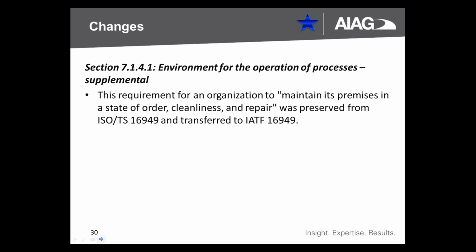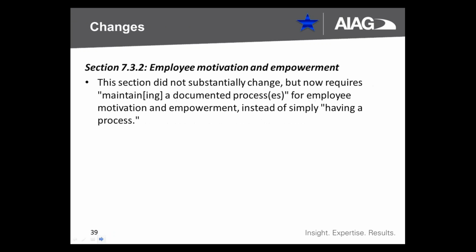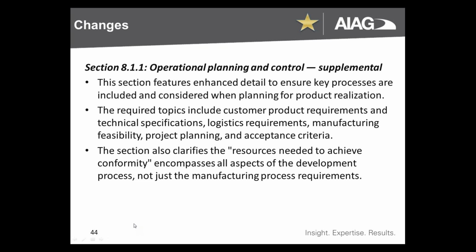So 8.1.1 is a modification, and it talks about planning for product realization. This section features enhanced detail to ensure key processes are included and considered when planning for product realization. So what you need to consider is customer product requirements and technical specifications, logistics requirements, manufacturing feasibility, project planning, maybe an APQP process, and acceptance criteria. The section clarifies the resources needed to achieve conformity encompass all aspects of the development process, not just the manufacturing process.